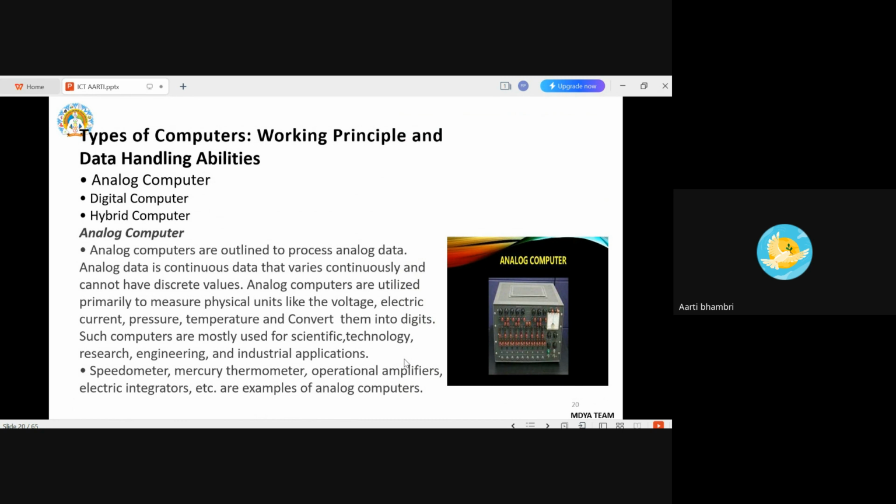Analog data is continuous data that varies continuously and cannot have discrete values. Like when you drive a scooter, you see the needle of the scooter. When you speed up the scooter from 20 to 40, the needle moves from 20 to 40. That shows it is analog.